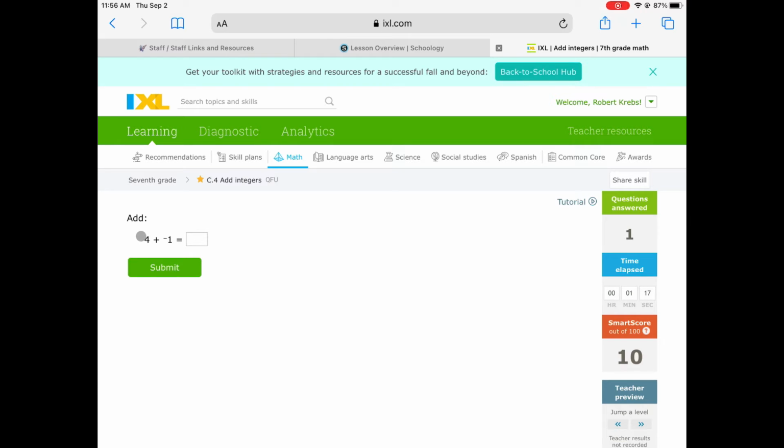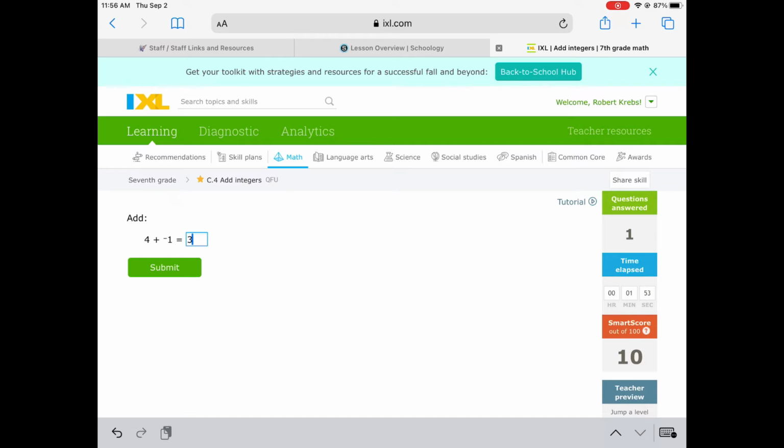Now in this example, I have 4 plus negative 1. Again, I ask myself, do I have more positive stuff or more negative stuff? In this case, the 4 is bigger, so I have more positive stuff. So my answer is going to be positive, but I still have to do a little subtraction because I have different signs. So 4 plus negative 1, I actually have to take 4 minus 1, which of course gives me 3. But is it a positive 3 or a negative 3? Since 4 is a positive number and it's larger, my answer is going to be positive 3.